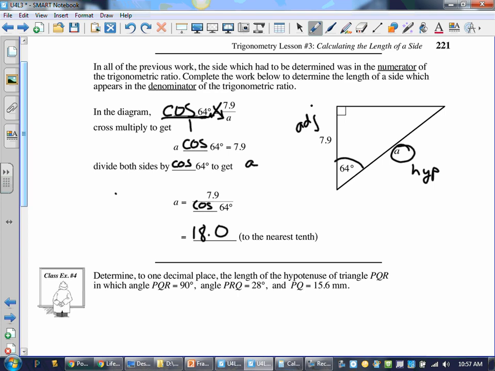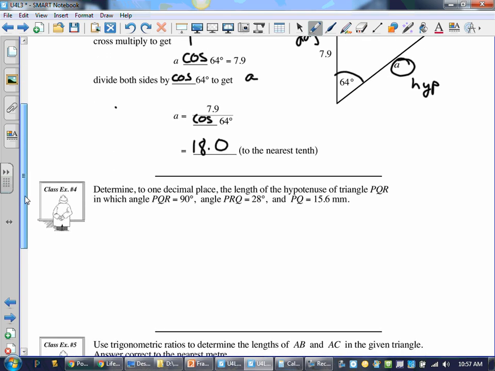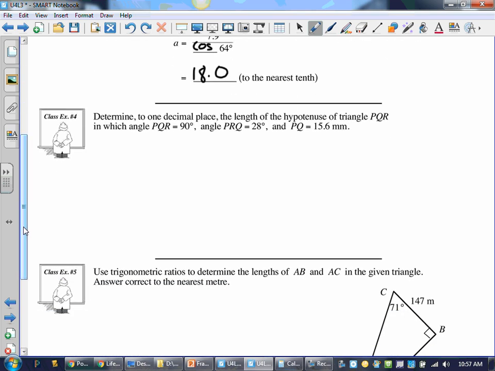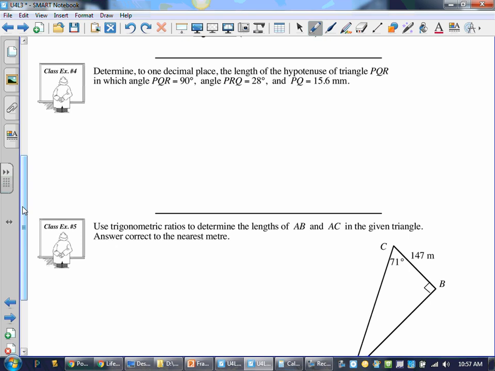So one little extra step when you cross multiply there, it's not quite as clean as how we were doing it before. It's just the way it works. So one example to show you how that happens, maybe two. Determine to one decimal place the length of the hypotenuse of triangle PQR, in which angle PQR is 90.